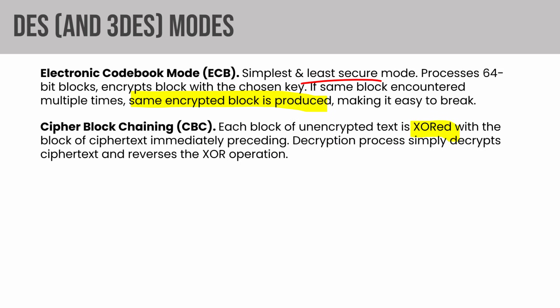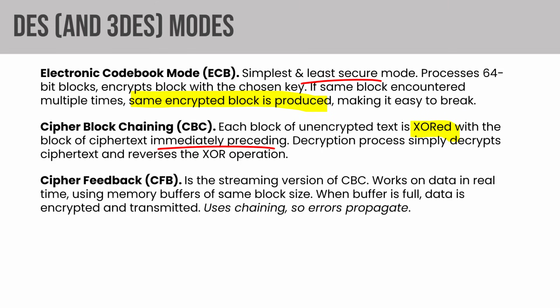Cipher block chaining. In cipher block chaining, each block of encrypted text is XORed with the block of ciphertext immediately preceding, so the previous link in the chain, so to speak. Cipher feedback is basically cipher block chaining in a streaming version. It's going to work on the data in real time in memory, but do remember, when chaining is involved, errors will propagate. That's a key factor to associate with cipher block chaining and cipher feedback: when they use chaining, errors propagate. But cipher feedback is basically cipher block chaining in a streaming version working in memory buffers.